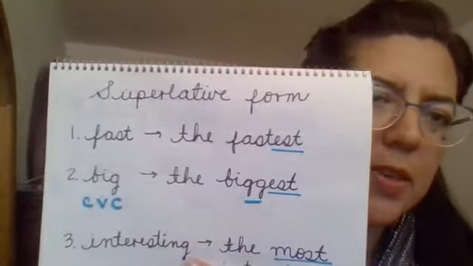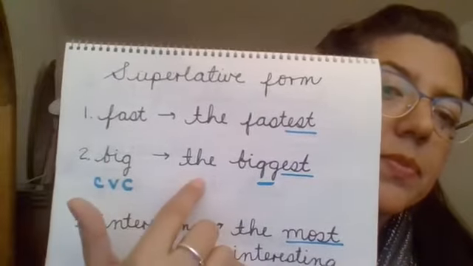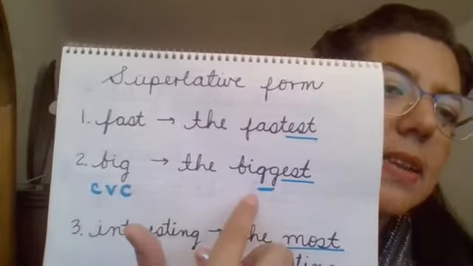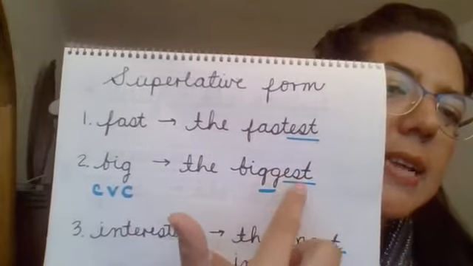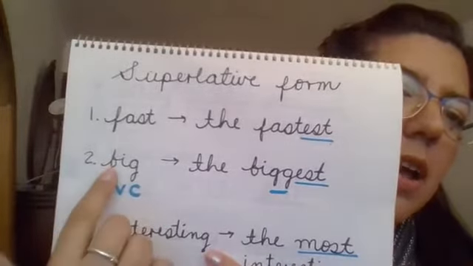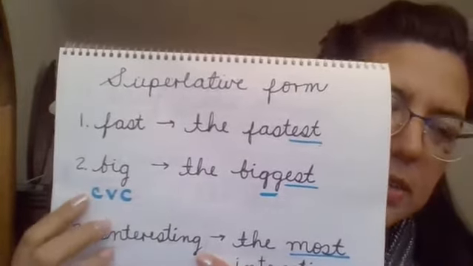The second type of adjective is a short adjective with a sequence consonant, vowel, consonant. Take a look. I have the adjective big. Superlative form, the biggest. Double G, E, S, T. Double G because we have consonant, vowel, consonant. Okay?